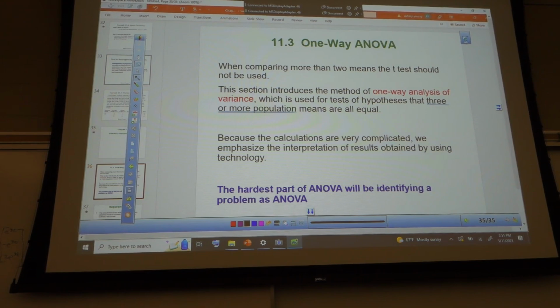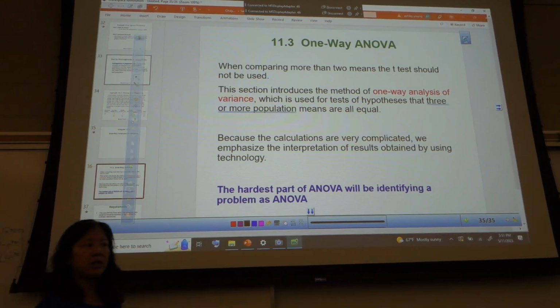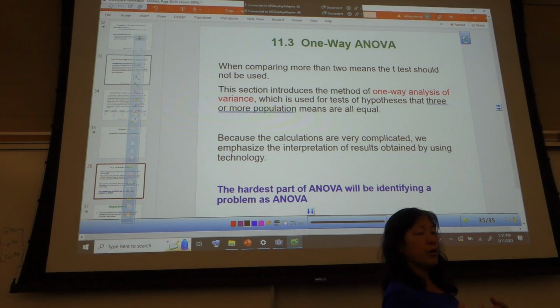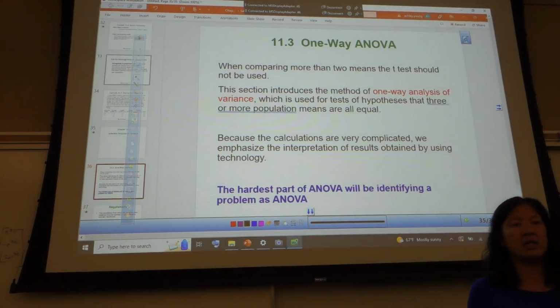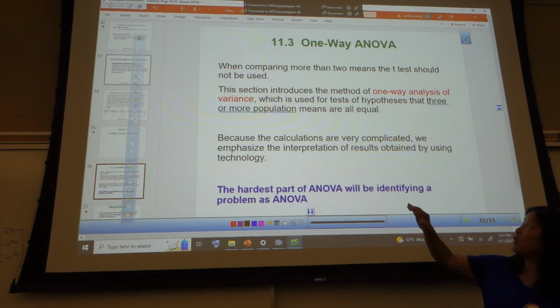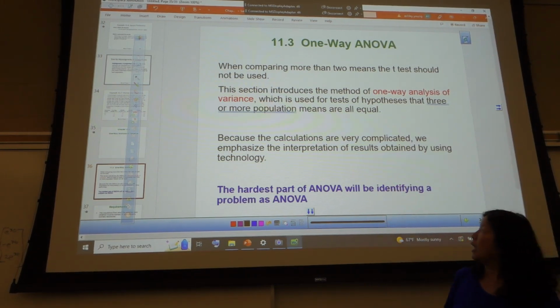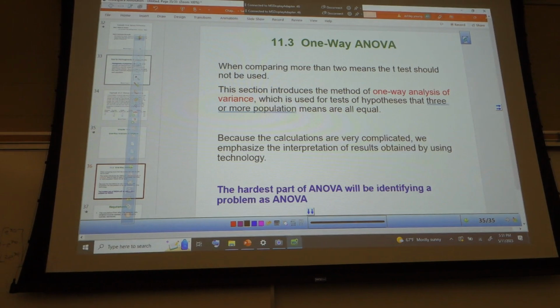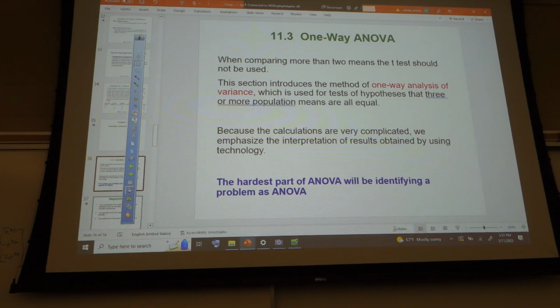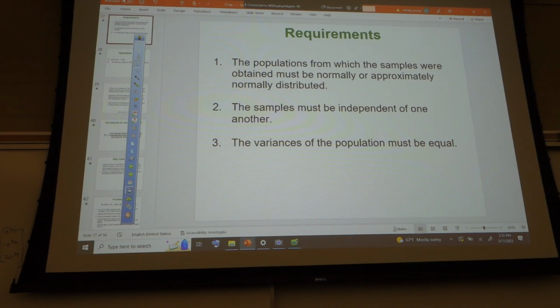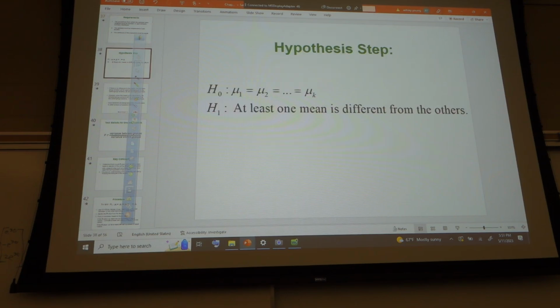So typically, if we have two means, we use a two-sample t-test. If we have more than two means, 3 or 4 or 5 or more means, we can't use that. Instead, we do what we call ANOVA. It's comparing means to see if they are the same, if they are equal. It is crazy hard to do, so we're just going to do the very basics of it because we're going to let the calculator do basically all the work. They should come from normally distributed populations. They should be independent of each other, and the variances should be roughly equal.